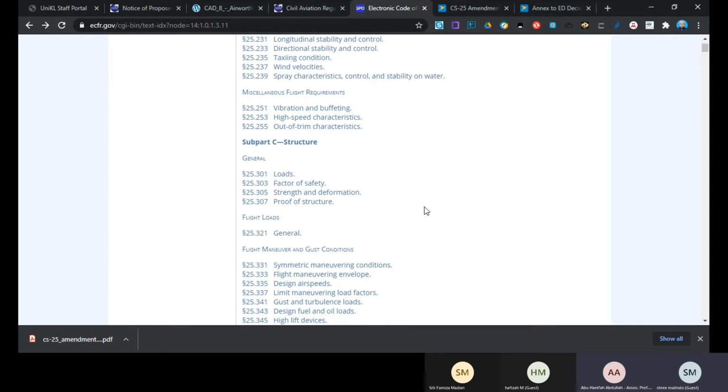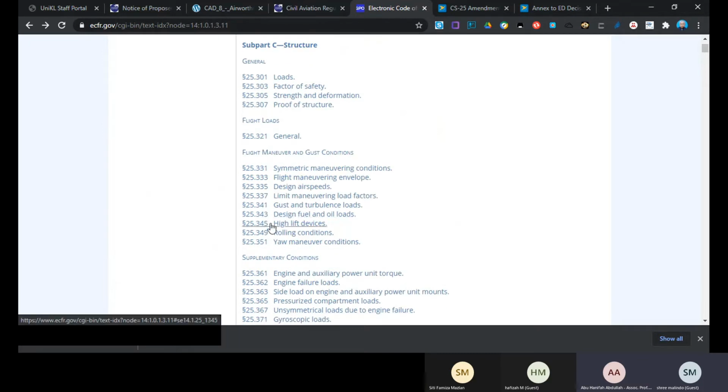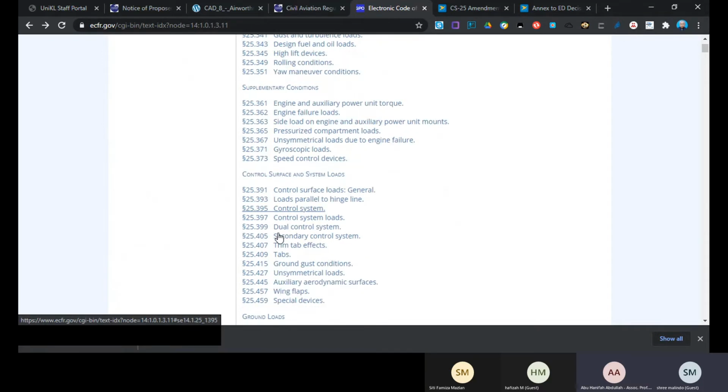Okay, in structure, what we have here is loads. Flight loads. So we're talking about loads. In structure, the first thing that we talk about when you talk about structure is loads. These are all loads.